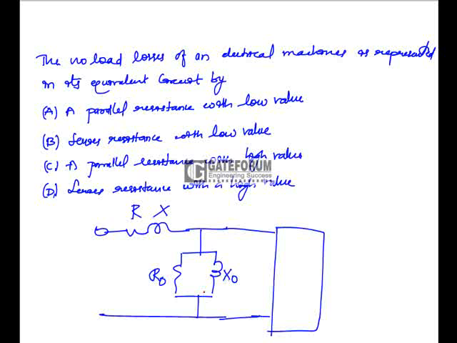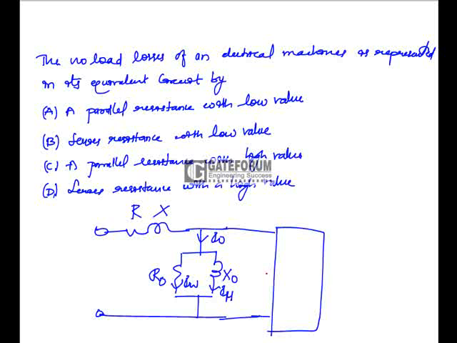The no load losses of an electrical machine are represented in its equivalent circuit by. This is the total no load current I0. It is divided into two parts: the core component, which is the working component, and the magnetizing component, which you can write as I mu. Now in the options he has given everything in terms of resistances. You can also have an option like this, where inductance and reactance X0 are connected in parallel, or inductance and resistance are connected in parallel.